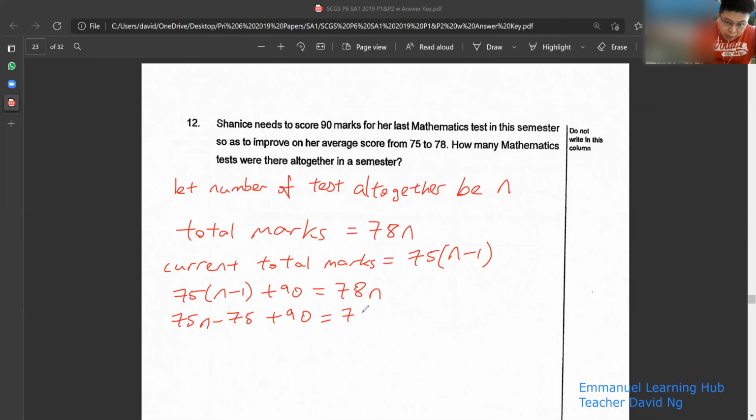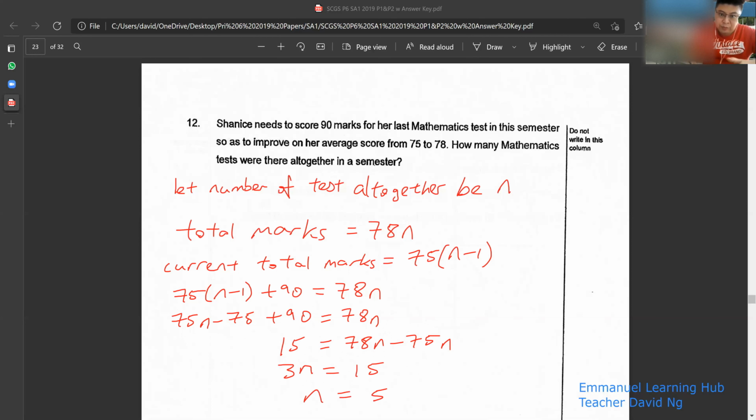equal to 78N. Okay, 75 I bring over, is minus 75. Because here is positive, no sign means positive. So I bring over, I change my sign to negative. So this is 90 minus 75, that's your 15. 78 minus 75 is 3N. 3N is 15. N is equal to 5.